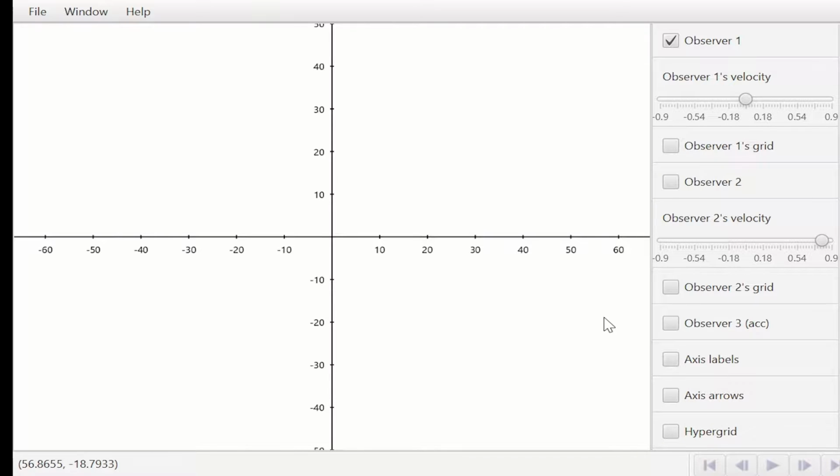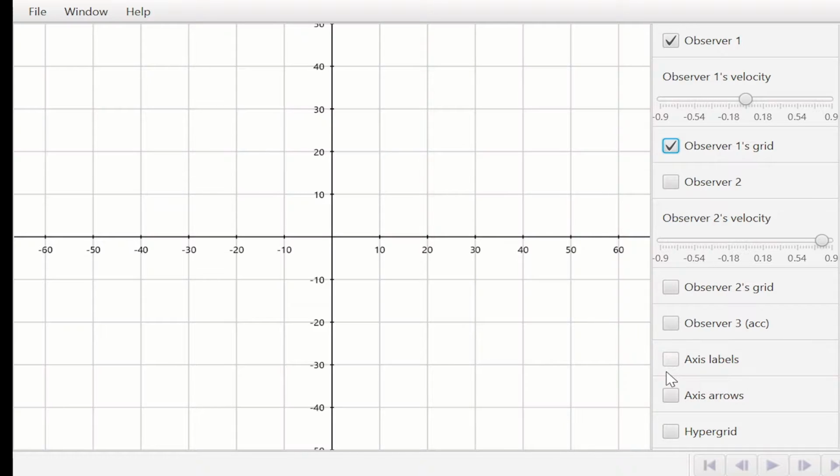This is a sample diagram, and the user interface on this side is part of the diagram itself, so a different diagram will have a different user interface. So I can show the axes corresponding to an observer. In this case, an observer is in the rest frame, or is relative to the rest frame. We can turn on a grid for that.